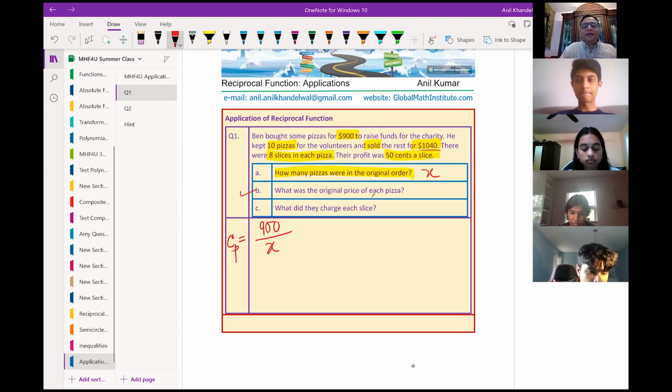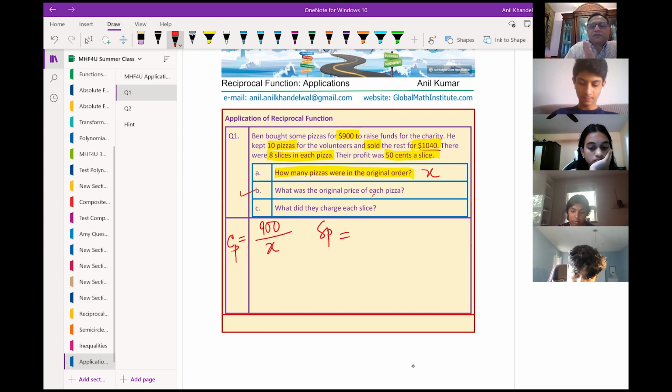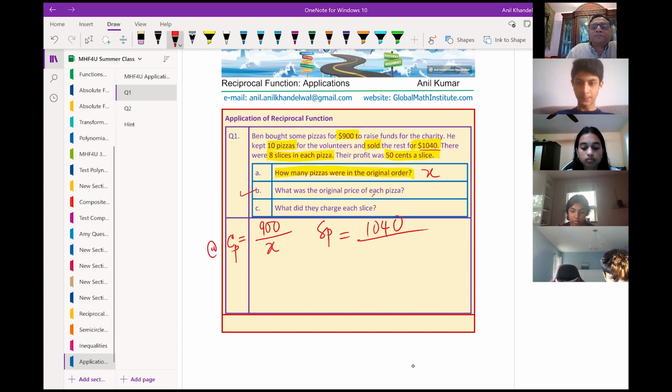Yeah. Then what did they charge each slice? Now the slice is coming, correct? Now, but let's look into this. Now, can you help me form an equation here? He kept 10 pizzas for the volunteers and sold the rest for 1040. So what is the selling price? We are saying cost price of each. You get my point. You can say the rate, right? Per pizza. So 1040 is sold how many?